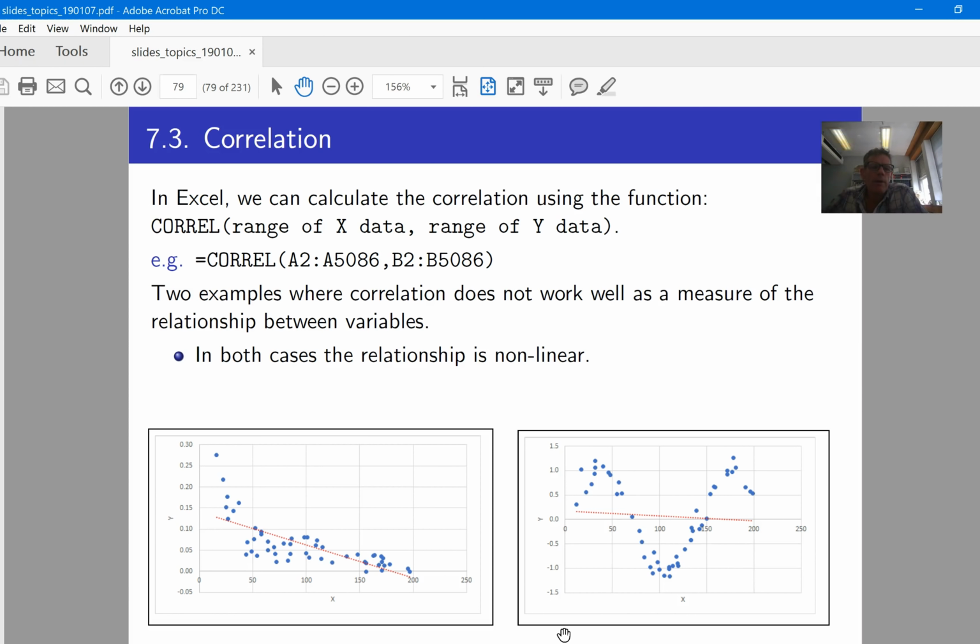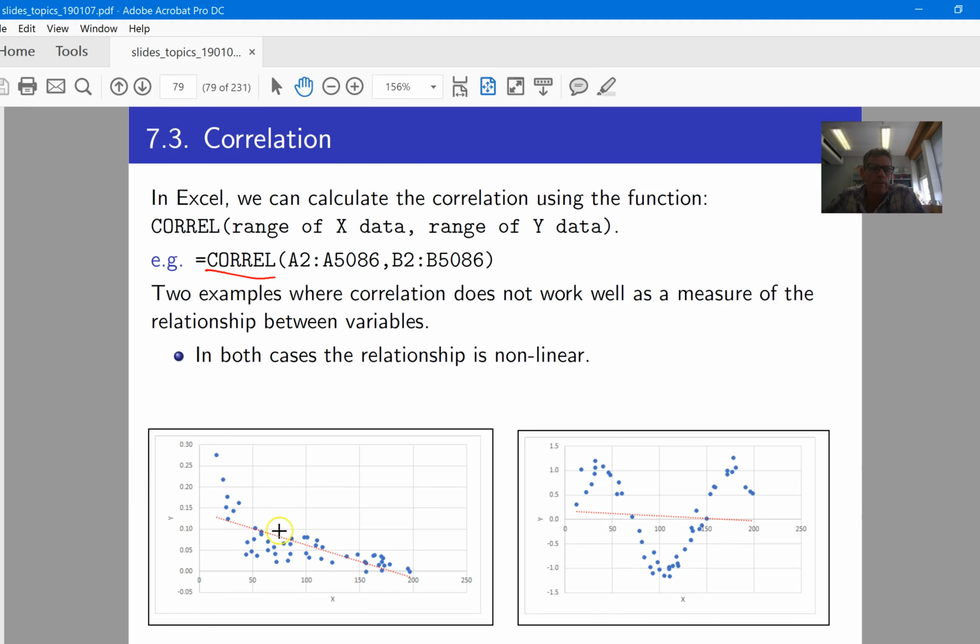Okay, so we calculate the correlation with this command here, CORREL. Here are the values of x in this column and the values of y in this column, and that's the correlation that we get, and that's how we get the correlation.